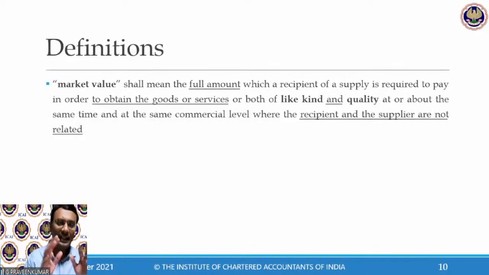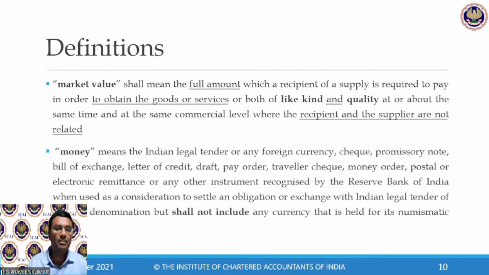Market value, in simple terms, means the full amount which a recipient is required to pay to obtain the goods or services, or of a like kind and quality at the same time. In general, market value is as good as your arm's length price, arm's length transaction. To obtain a particular good or service, the value which you have to pay is called your market value. In case that particular monetary value is not available, the value of like kind and quality can be considered as your market value. Money.